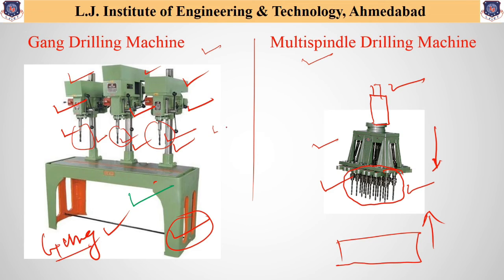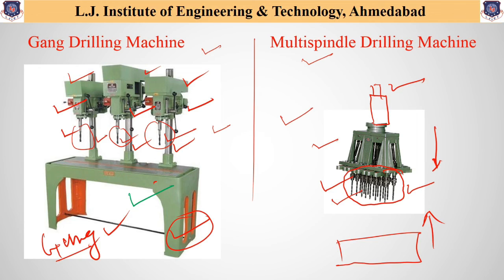In the gang drilling machine, each drill bit is operated independently with a separate motor, whereas in the multi-spindle drilling machine, all the drill bits are operated with the help of a single motor. So this is the basic difference between the gang drilling machine and the multi-spindle drilling machine.